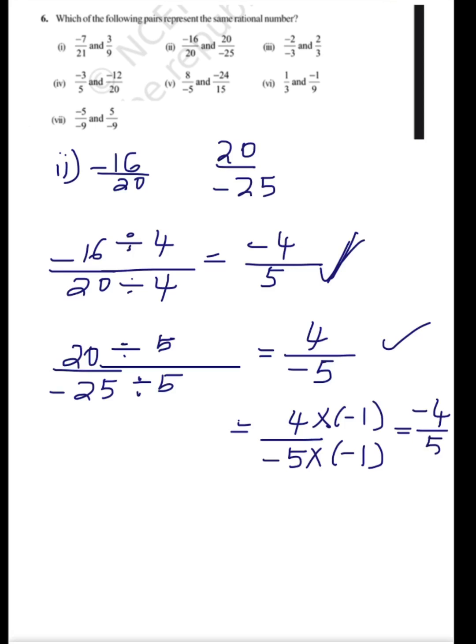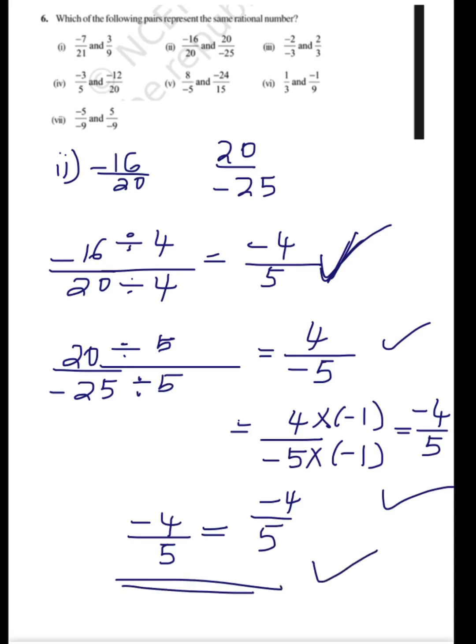Minus 4 by 5. That means this one is minus 4 by 5 and the second one is also minus 4 by 5. Minus 4 by 5 equal to minus 4 by 5. So here you can see that this pair represent the same rational number. Understand? So here we are using the concept of standard form, converting to standard form. That concept is also used here.